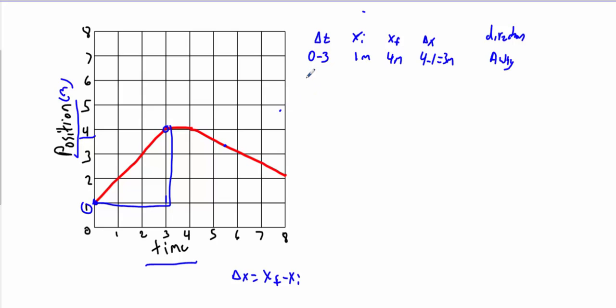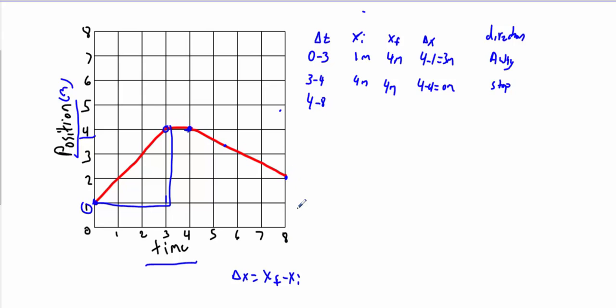Now, my next interval I'm going to pick is 3 to 4 seconds. And from 3 to 4 seconds, my initial position, which is now the beginning of this time interval, is 4 meters. You'll notice that's the same as the ending of my other interval, right? It didn't jump up 10 meters. Okay? My ending position is also 4 meters. At 4 seconds, it's still at 4 meters. So 4 minus 4 tells me that it didn't move. And so for my direction, I'm going to put stop. It didn't have one.